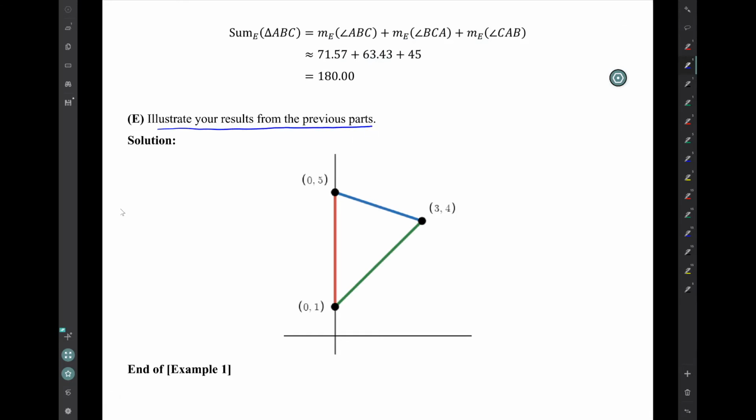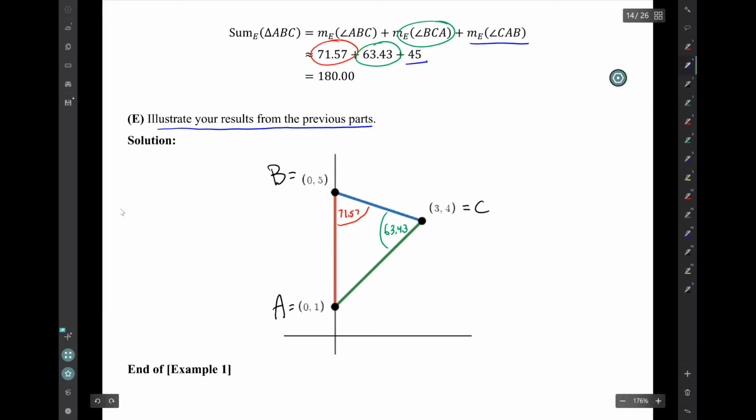Well, I've got this drawing that I made in Desmos. Now I'll label it. Desmos doesn't have a very nice way for me to label letters. So 0, 1 is point A, 0, 5 is point B, 3, 4 is point C, and then measure of angle ABC, this number, 71.57, goes here. The measure of angle BCA, that number, goes here. And finally, the measure of angle CAB, that number, goes here. That's the end of that example.